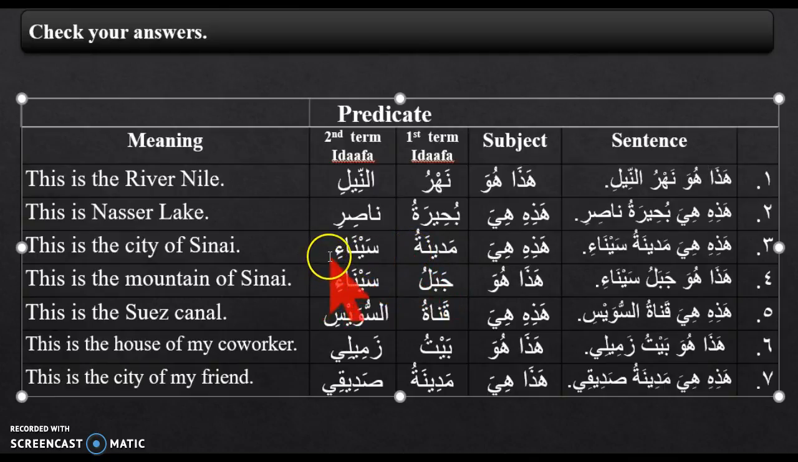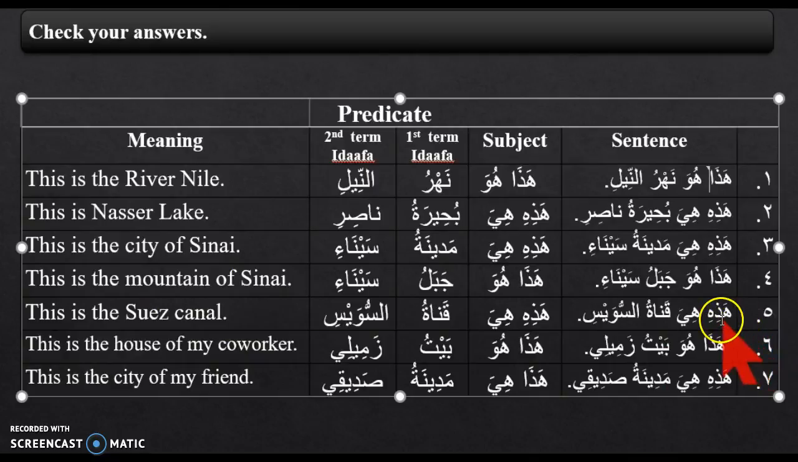سيناء carries kasra because the second term of idafa carries the genitive case, which is kasra, because it's a definite noun. Sinai is considered a definite noun. A definite noun carries only one kasra. رقم 4. هذا هو جبل سيناء. هذا هو the subject. جبل سيناء the predicate. The meaning: this is the mountain of Sinai.